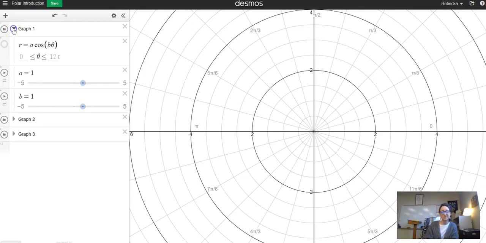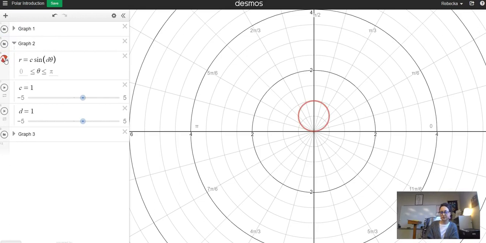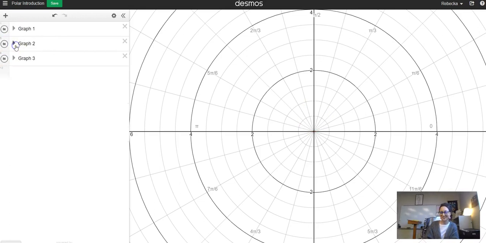What I'd like for you to do is first go ahead and turn on graph 1. Then I just want you to slide your a and b values and write down anything you notice or wonder, what happens, what patterns you are seeing. Once you've got that written down, unclick that, collapse graph 1, and then do the same thing for graph 2, and then the same thing for graph 3.